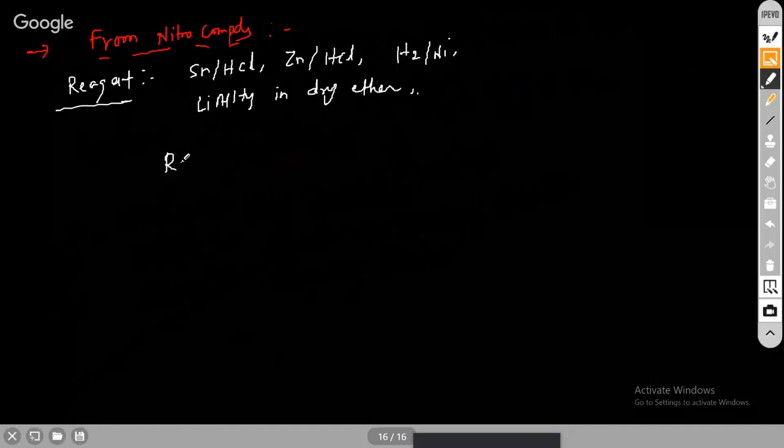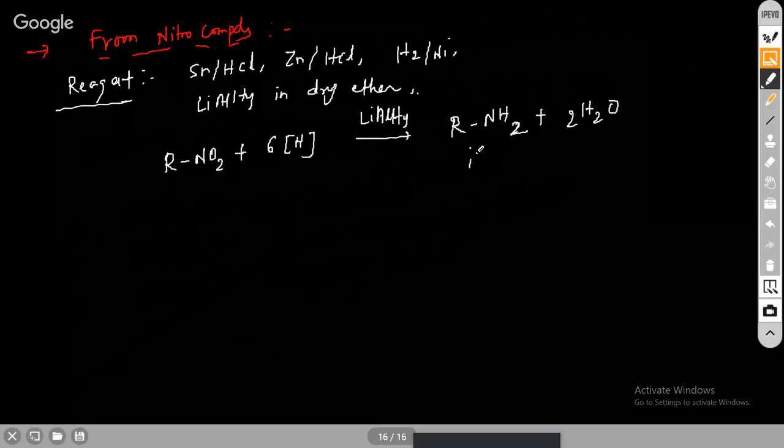If you have any nitro compound, say RNO2, the nascent hydrogen we get from the reducing agent. Suppose LiAlH4 is the agent we have. So this combines with this nitro compound and forms RNH2, 1 degree amine, plus H2O. Right? So 6 hydrogens, 2 we have here, so 2 H2O we will get. Okay. RNH2, 1 degree amine. This you must remember, 1 degree amine we get from this.